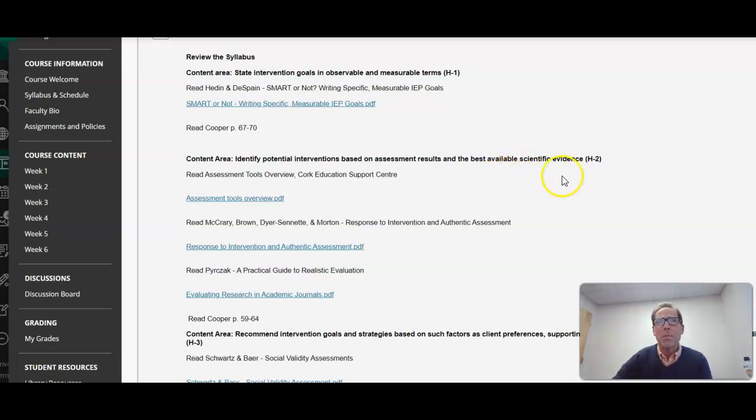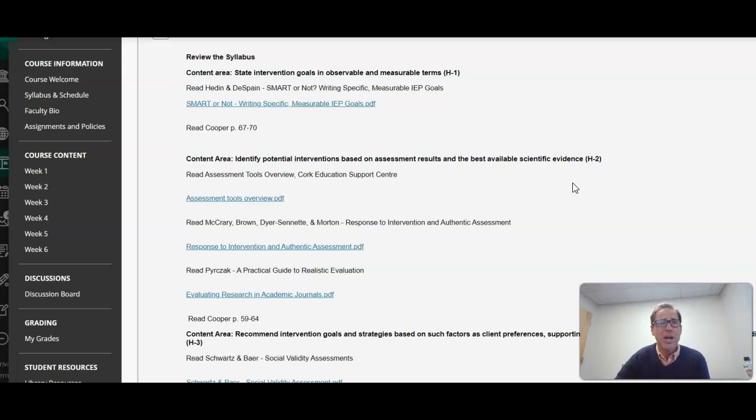The second piece, the best available scientific evidence, is really making sure that when we decide on our interventions, we are deciding on interventions that have been peer reviewed, that they're things that we have a reasonable ability to assume are going to be effective. Right? They've been used before, data have been reported on them, and we know that they work.